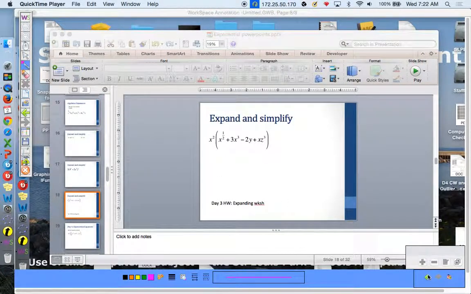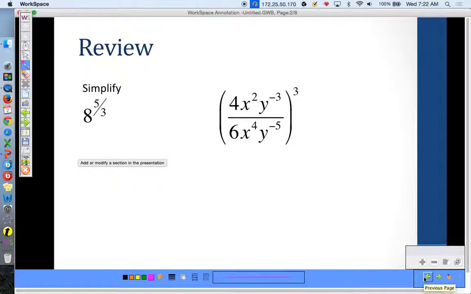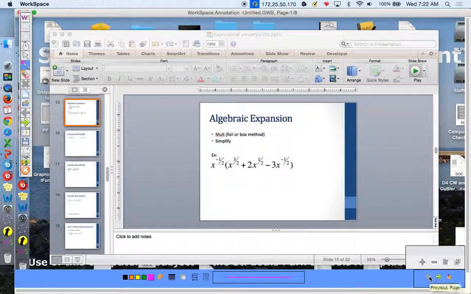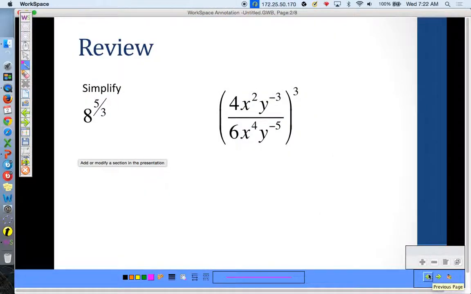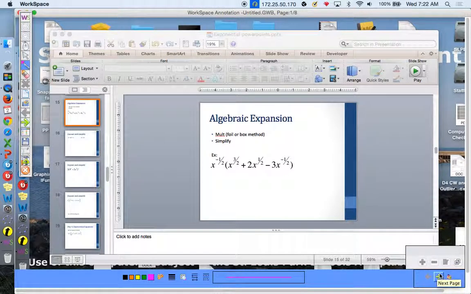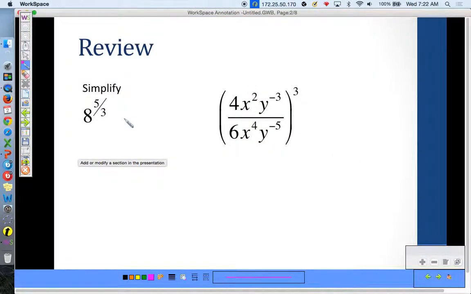Today we're going to take a look at day 3, algebraic expansion. So this is day 3. The first thing you're going to do is simplify this. From yesterday, this is the third root of 8 to the 5th power. We know the third root of 8, well, something cubed gives us 8, so it's 2. So 2 to the 5th, which is 32.